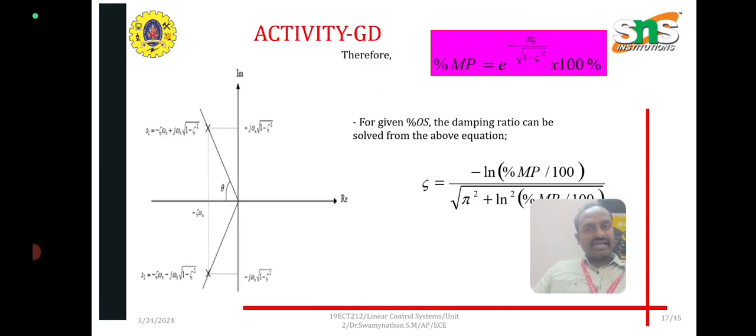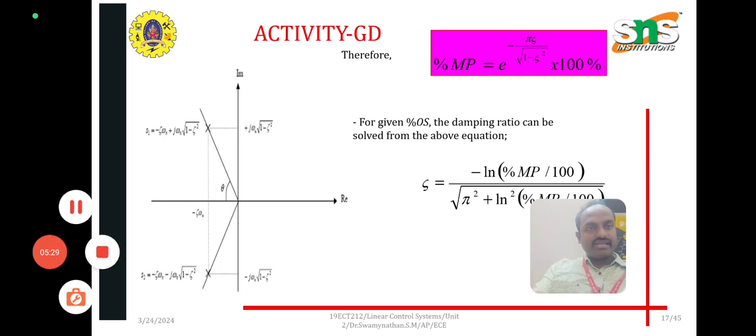The following activity, about percentage of overshoot, we will discuss in the next class.